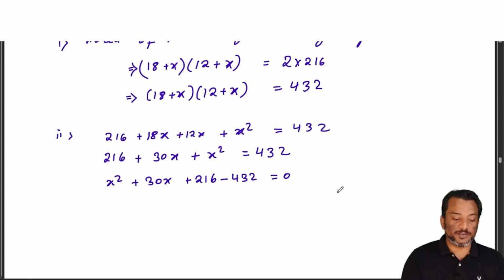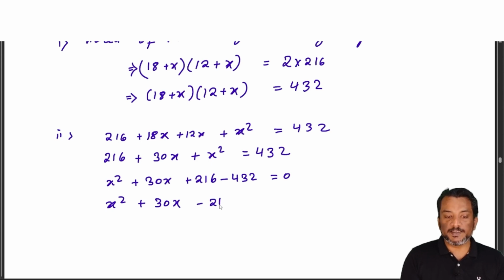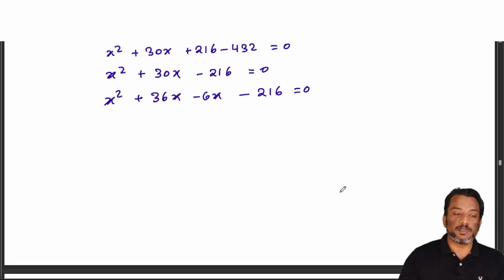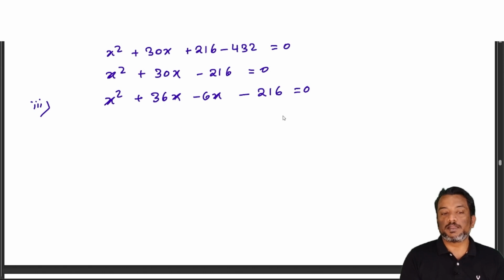So now based on that, we will get how much here? x square plus 30x minus 216 is equal to 0. Now again what you will do? You will do the splitting of middle terms. So we can do x square plus 36x minus 6x minus 216 is equal to 0. So you can split. This is our standard quadratic equation. Now we are finding the value of x.